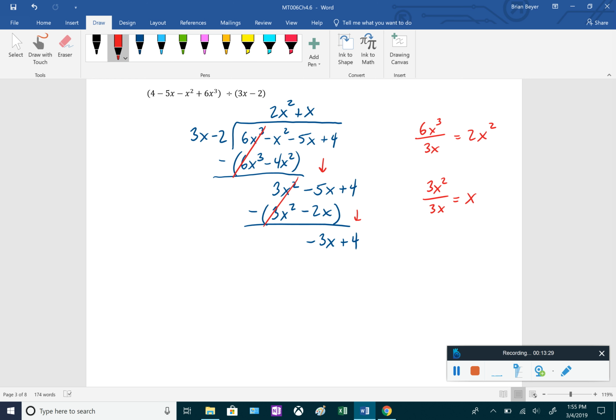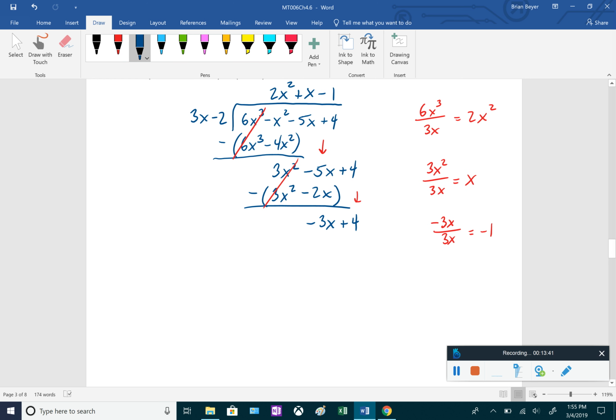So then, once again, one more time, we divide the highest terms, negative 3x divided by 3x. That gives us negative 1. So that's our last term in the quotient. Multiply by negative 1, we end up getting negative 3x plus 2 when we multiply it by the divisor. We subtract, 4 minus 2 is 2, and that's our remainder.